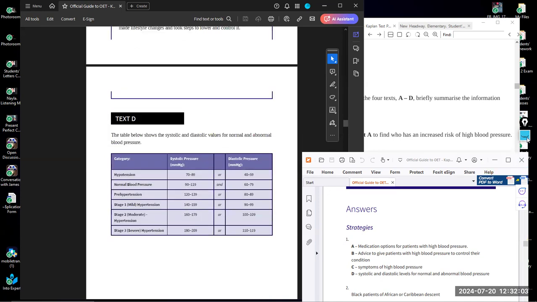Now let me show you the table, which is D, and the summarization of this table is about systolic and diastolic levels of normal and abnormal blood pressure. This is it. Systolic, diastolic pressure, exactly. Normal, this is normal, and we have abnormal, if it is maybe low or maybe high blood pressure. Yes, I wrote the different normal and abnormal values for blood pressure. This is it exactly. Values of normal and abnormal blood pressure.